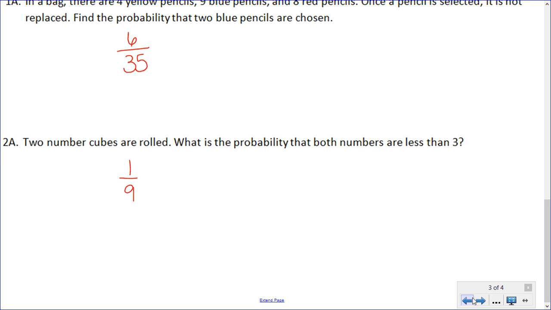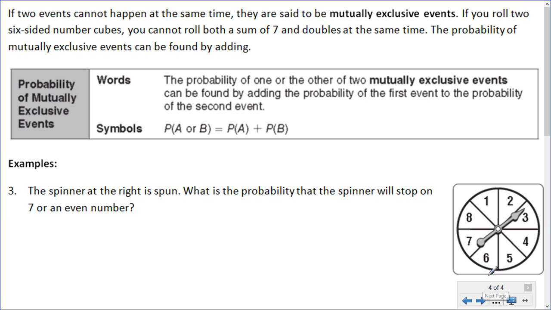Okay, now let's talk about mutually exclusive events. If 2 events cannot happen at the same time, they are said to be mutually exclusive events. If you roll 2 6-sided number cubes, you cannot roll both a sum of 7 and doubles at the same time. The probability of mutually exclusive events can be found by adding. So we add the probability of the first event to the probability of the second event. So the probability of A plus the probability of B.